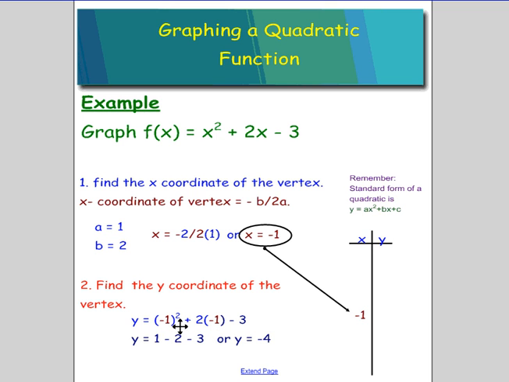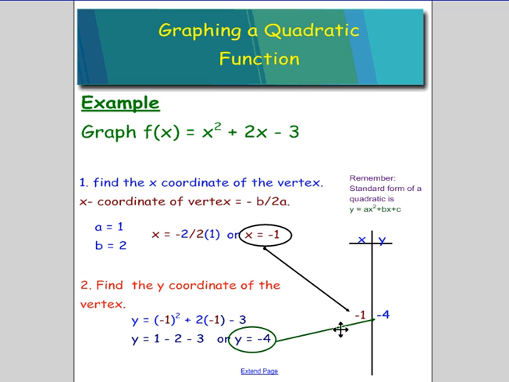So we plugged in the negative 1, which we know is the value of x, and simplified. Negative 1 squared gives us 1. 2 times negative 1 is minus 2, or we could say plus a negative 2. And then we have the minus 3 on the end there. If we simplify that, we get y is equal to negative 4, and then we plug that into our table of values. So now we have the starting point.